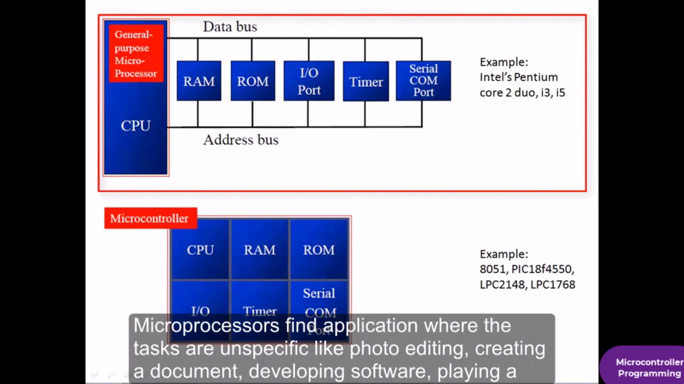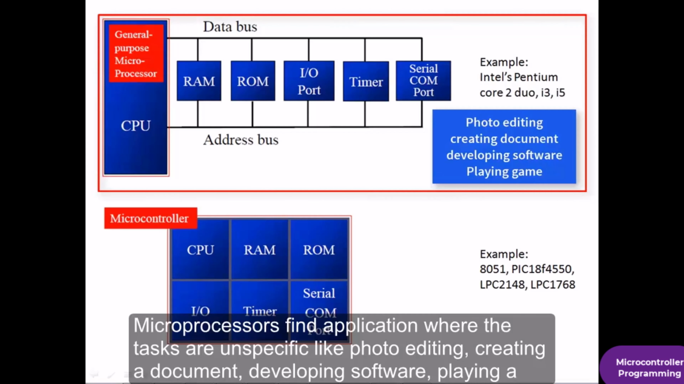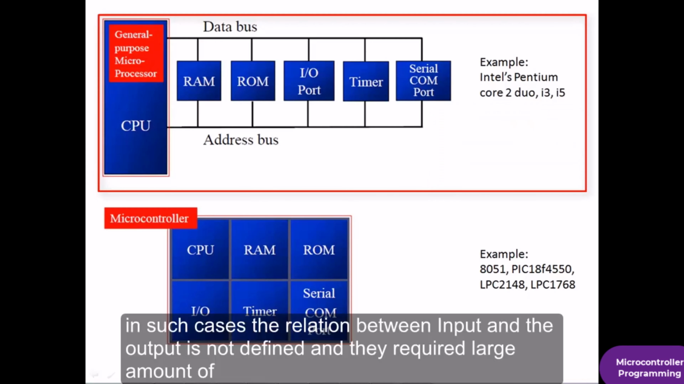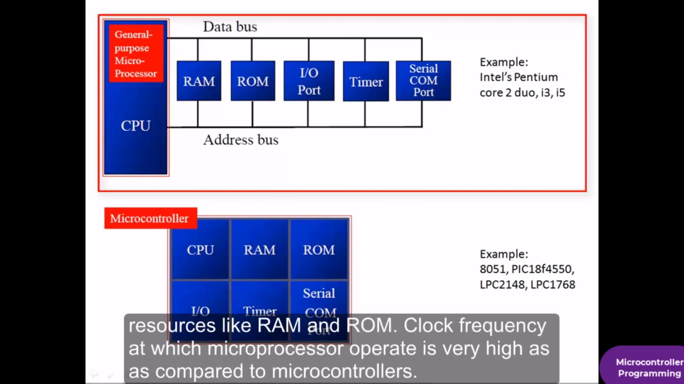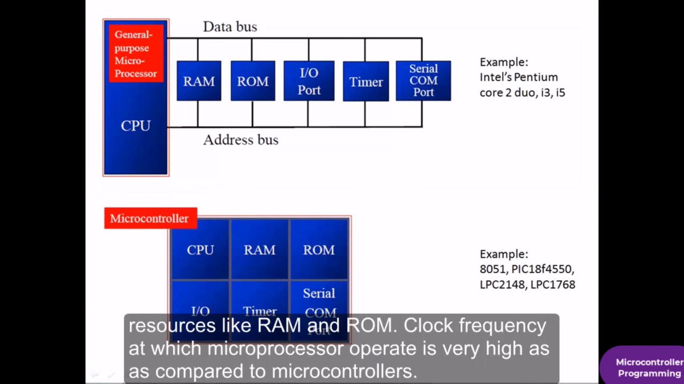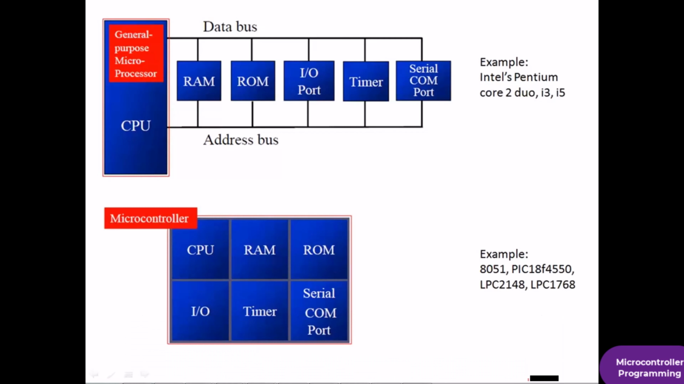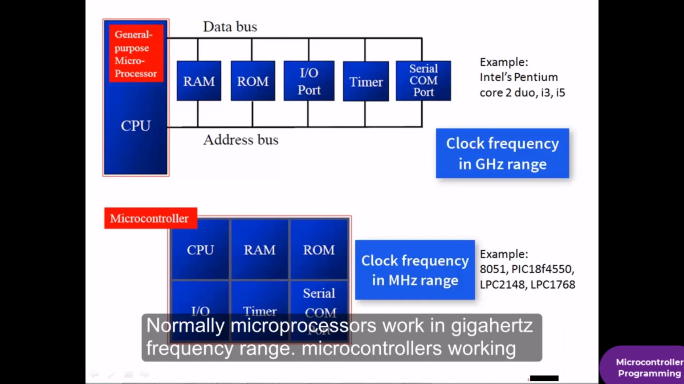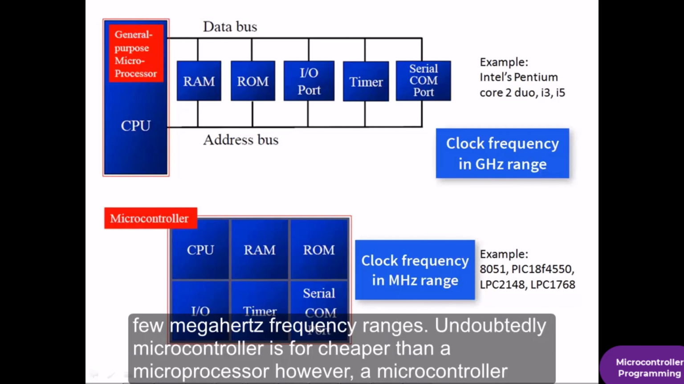Microprocessors find application where the tasks are unspecific, like photo editing, creating documents, developing software, playing games. In such cases, the relation between input and output is not defined and they require a large amount of resources like RAM, ROM. The clock frequency at which microprocessors operate is very high compared to microcontrollers. Normally microprocessors work in the gigahertz frequency range, while microcontrollers work in the few megahertz range.